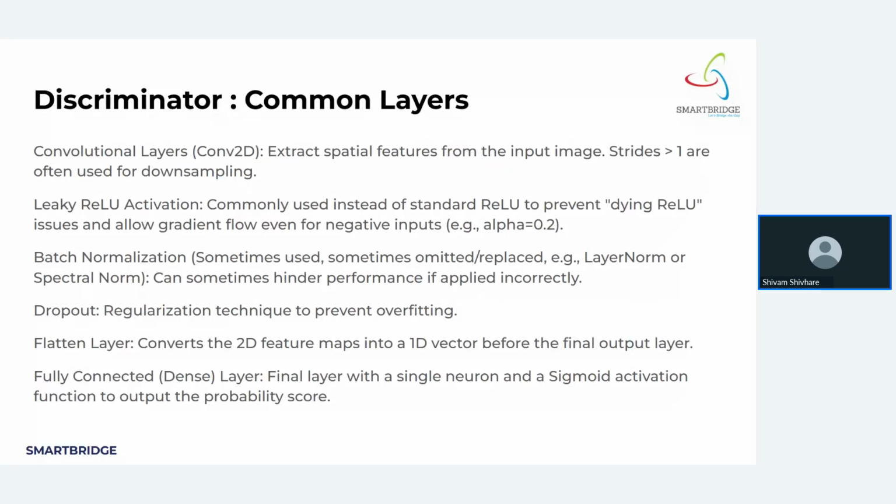Just as the generator had layers, the discriminator also has some layers. It needs to analyze the image, no? So they use a convolution layer, and here they use an activation function layer, and again they use batch normalization.